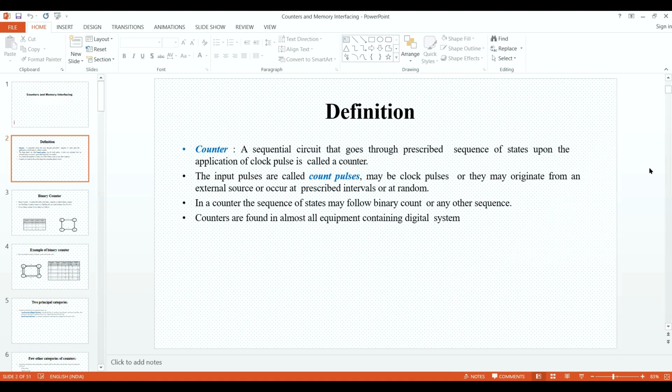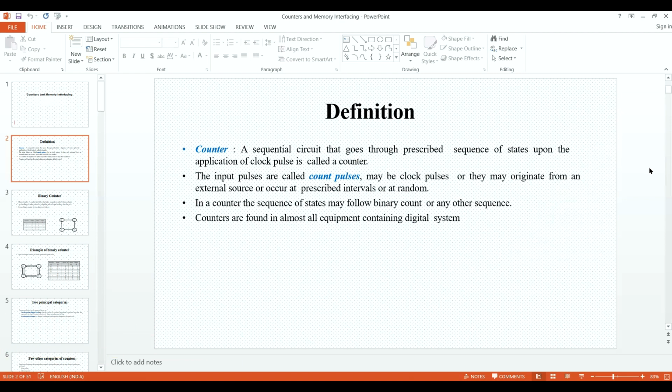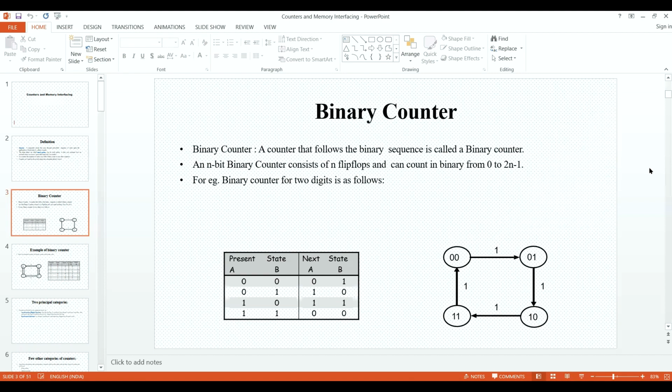Input pulses are called count pulses, and may be clock pulses, originating from an external or internal source, and they need to be periodic in nature. I hope you know periodic means they occur after regular intervals of time. These sequences of states may follow some binary count, or they can be used in different devices, or integration of devices. The first counter we talk about is the binary counter.